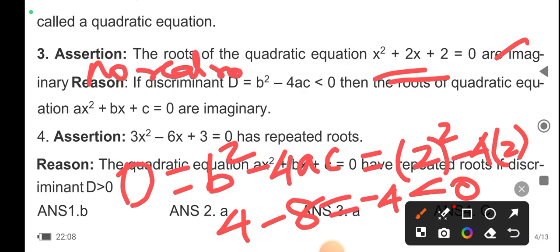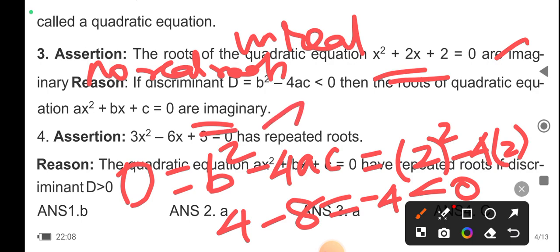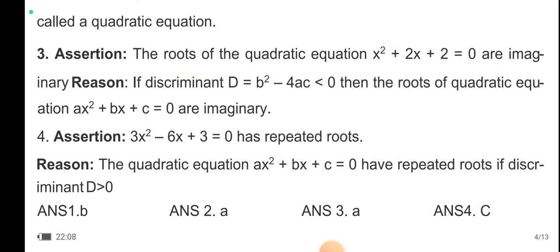They may say it's imaginary, or they may say it is no real roots, or they may say unreal roots. Whatever word they may use. Then the reason: D equal to b square minus 4ac is less than 0, roots of the quadratic equation are imaginary. Yes. So I'm saying option A. Both are true and R is a correct explanation.